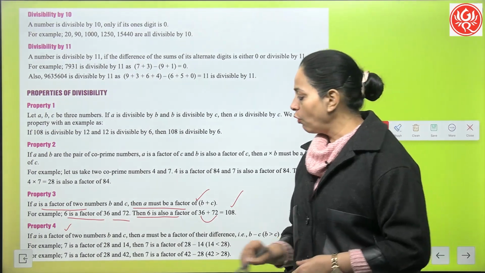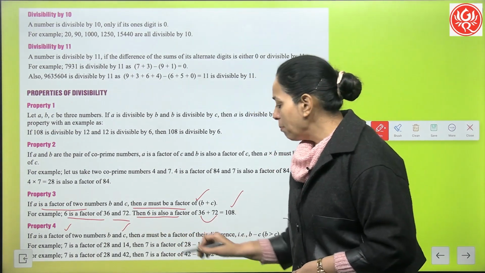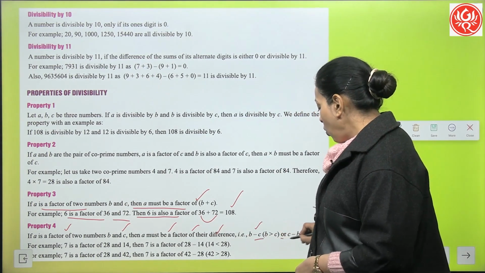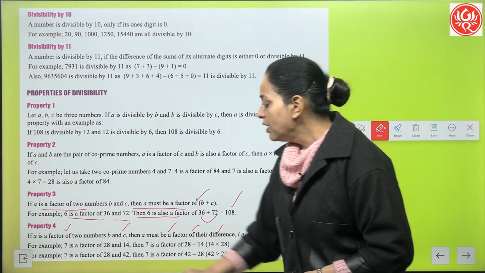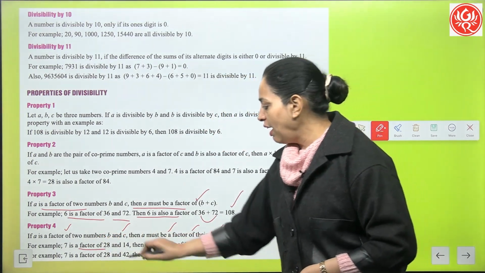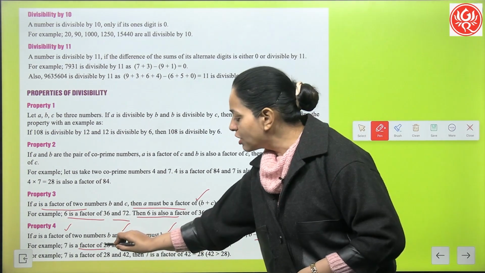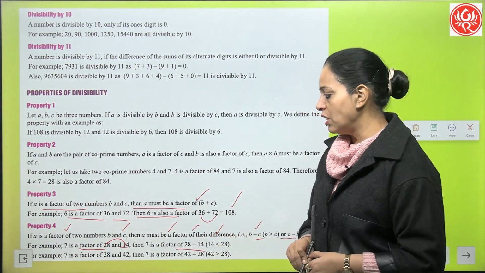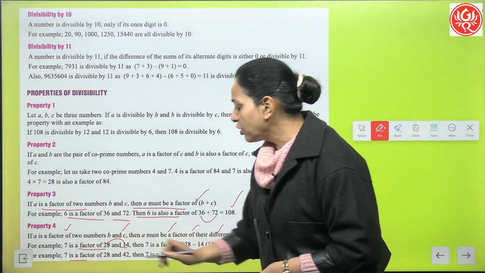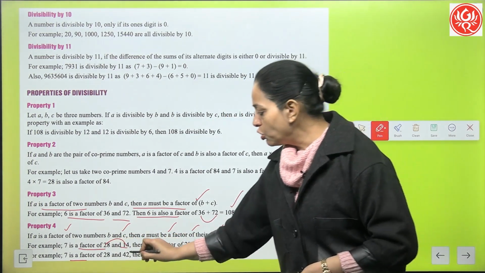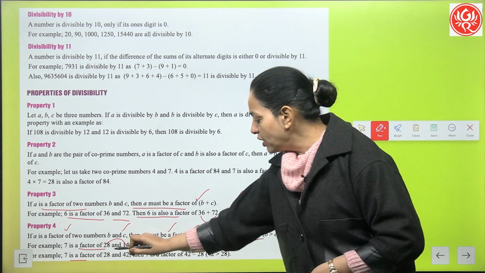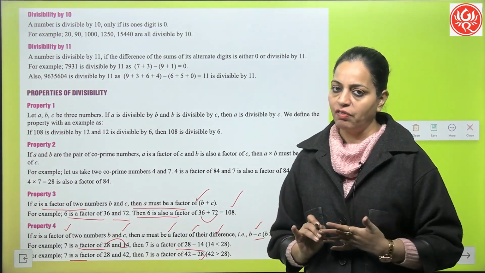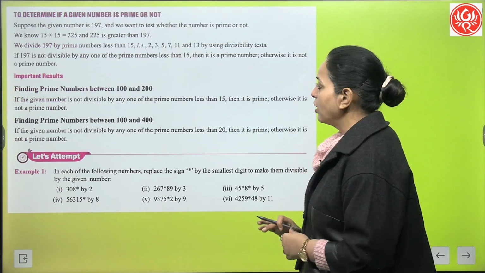If A is a factor of two numbers B and C, then A must be a factor of their difference, like B minus C or C minus B. For example, 7 is a factor of 28 and 14. अब इन दोनों का difference क्या होगा? 14. So 7 is a factor of their difference, that is 14. Now next example, 7 is a factor of 28 and 42. Now 42 is bigger than 28. Now their difference is also 14. So 7 is a factor of their difference. Okay. So I hope these are clear to you.